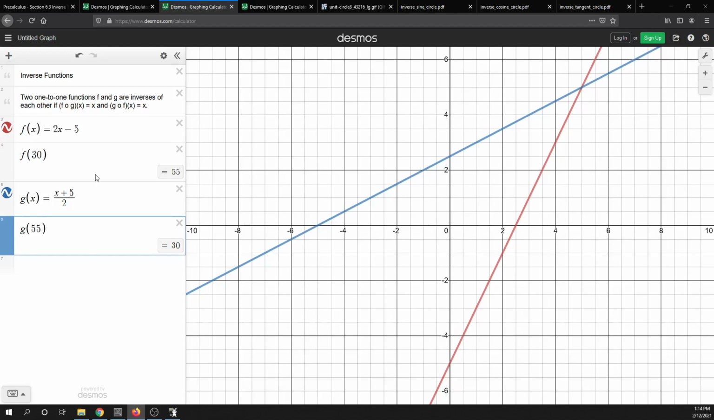All right, and a function having an inverse is important, because a lot of times we're trying to solve equations involving the other function, its inverse. Okay, so that's what an inverse is, and that's what we're concerned about. We want to try to find inverses of the trigonometric functions.